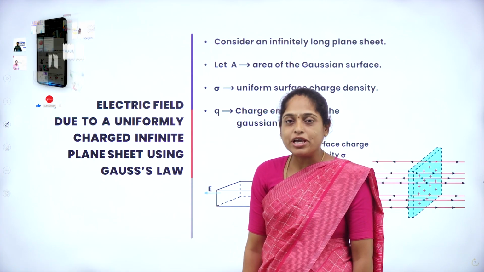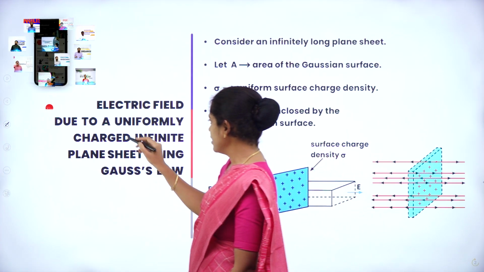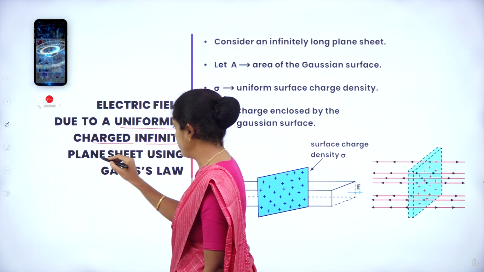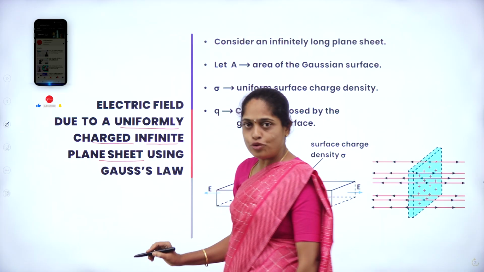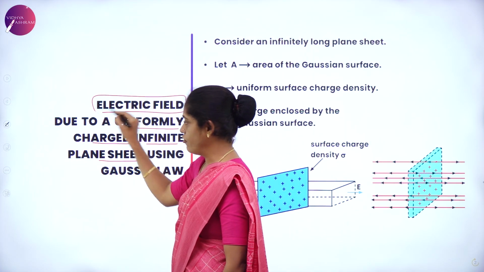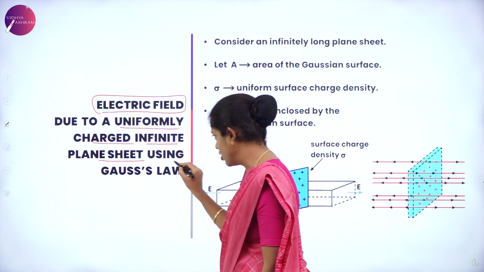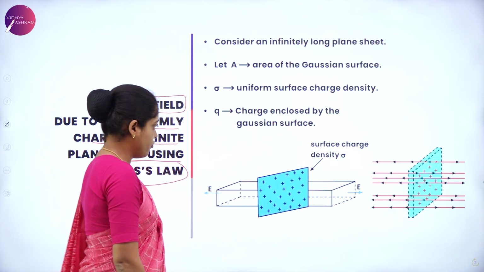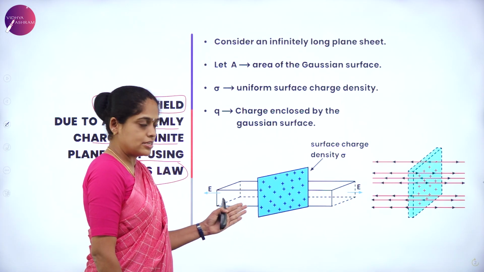Session 6, the last session of the theory class of the first chapter, Electric Charges and Fields. The second application of Gauss law is to consider a uniformly charged infinite plane sheet. Due to this, we need to find the electric field using Gauss law. To find the expression for the electric field, consider this diagram.